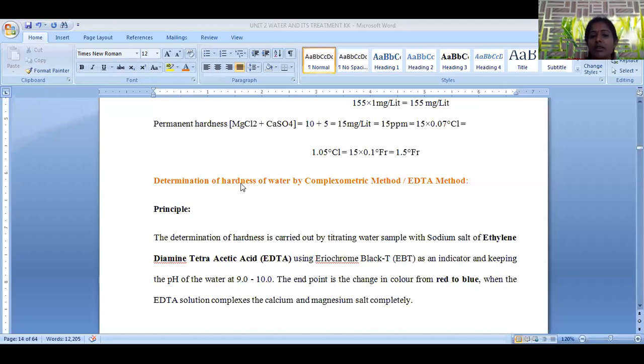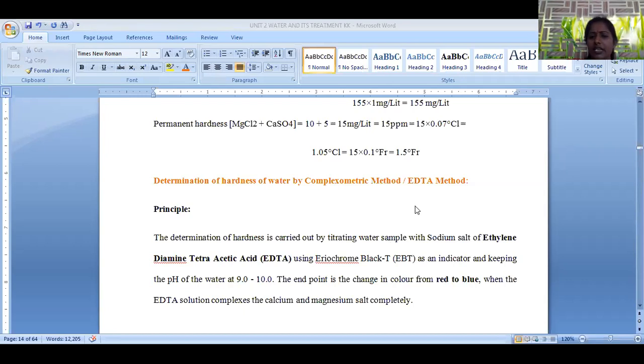Hard water is nothing but a water sample which contains dissolved salts of calcium and magnesium ions. So when the calcium and magnesium ions present in the water are treated with EDTA, the EDTA is able to form a complex with the hardness, hence it is called a complexometric titration.